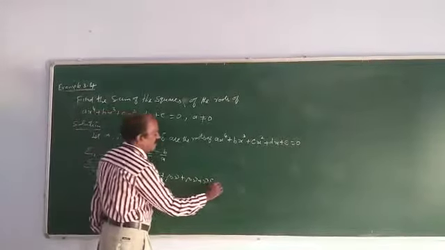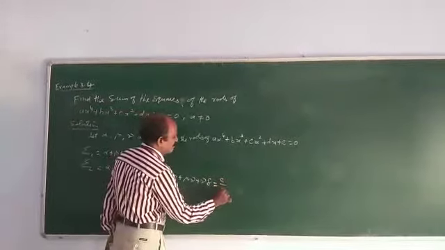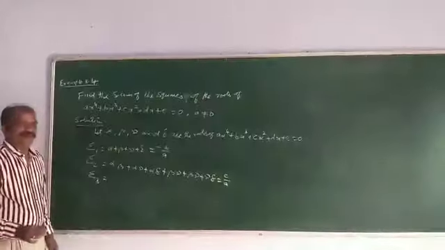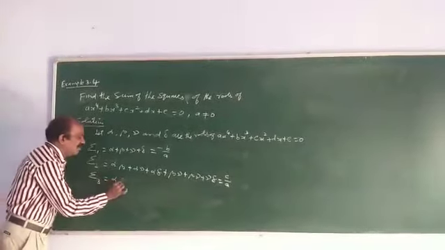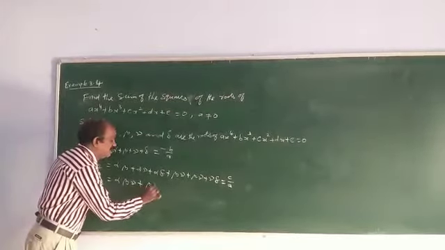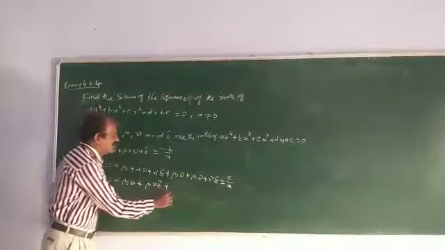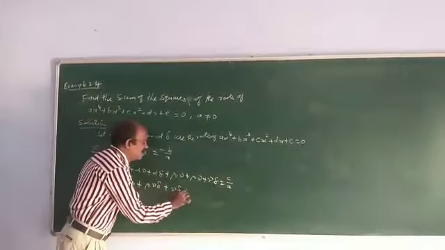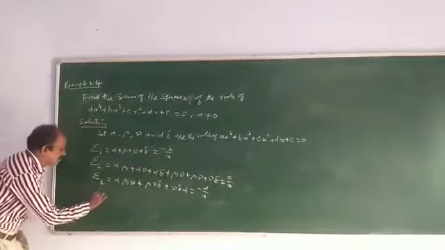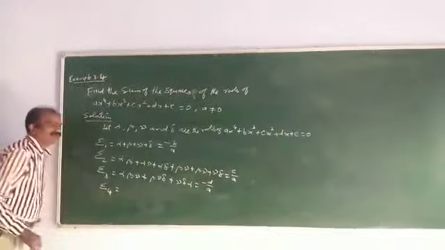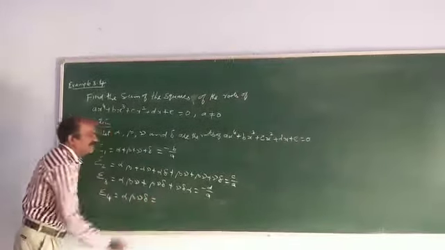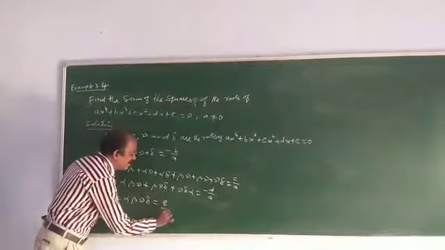That is equal to c by a. Sigma 3, sum of product of three roots: alpha beta gamma plus beta gamma delta plus gamma delta alpha plus delta alpha beta equal to minus d by a. Sigma 4, sum of product of four roots, alpha beta gamma delta equal to e by a.